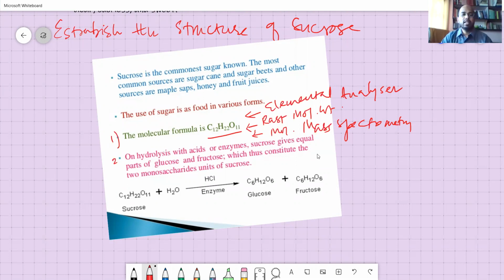The second one is hydrolysis with acids or enzymes. Hydrolysis with acids is done in the lab, and with enzymes it happens inside the body. Sucrose gives equal parts of glucose and fructose, which thus constitute the monosaccharide units. Here, H plus is what we put, or either H plus or enzyme. So you get C6H12O6. This is your second reaction.